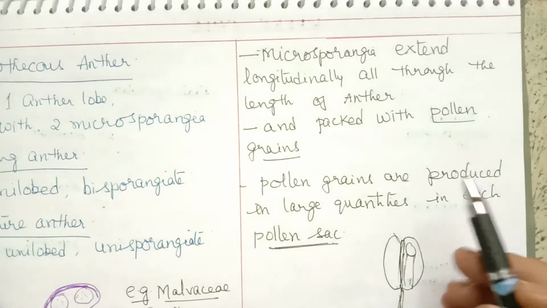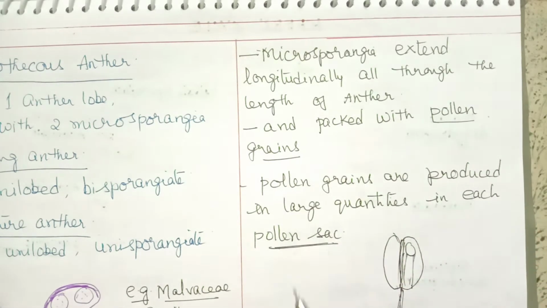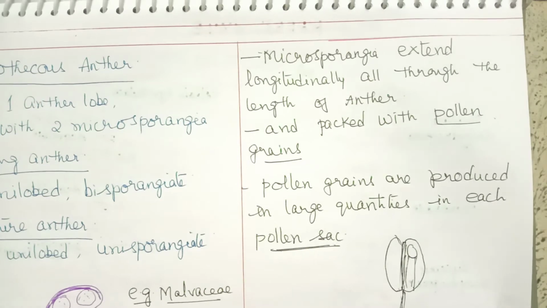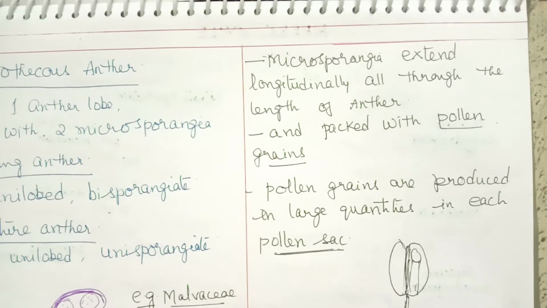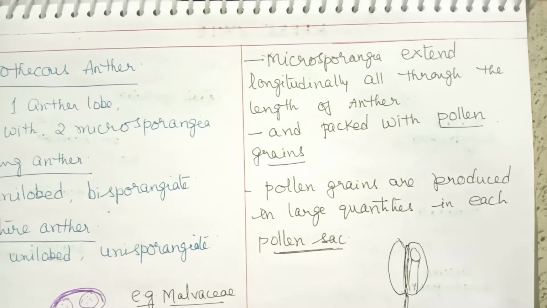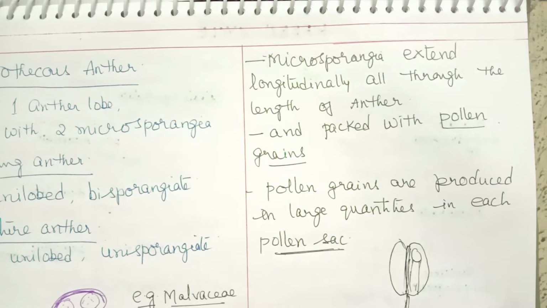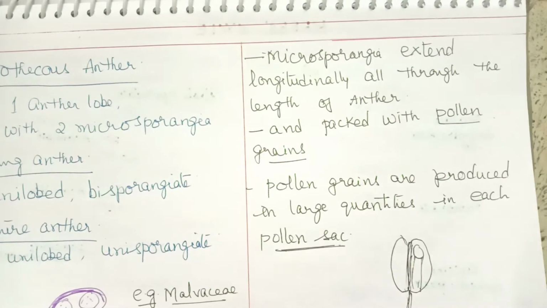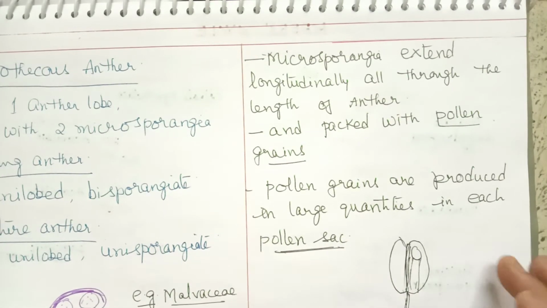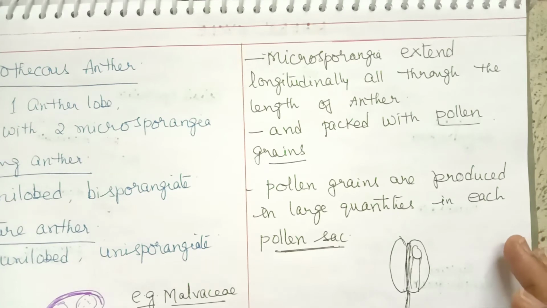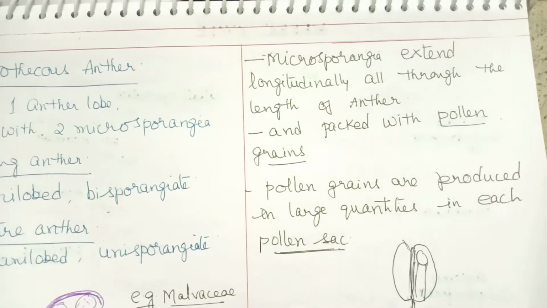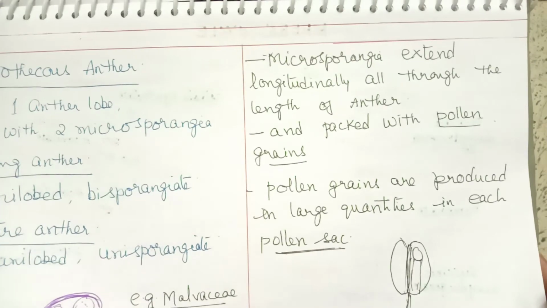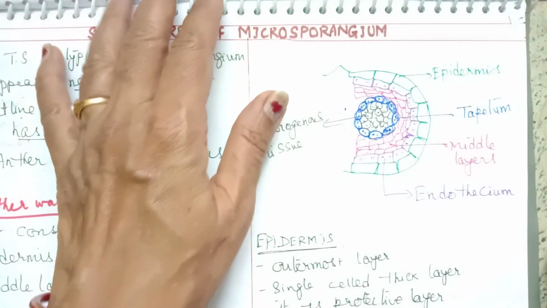That is the position of microsporangia, and they are packed with pollen grains. They consist of many pollen grains, and pollen grains are produced in large quantities in pollen sacs. So finally, the purpose of the anther is formation of pollen grains. After they are formed, the anther breaks open and liberates all the pollen grains. That is called dehiscence. And then the pollen grain reaching the right stigma is called pollination.